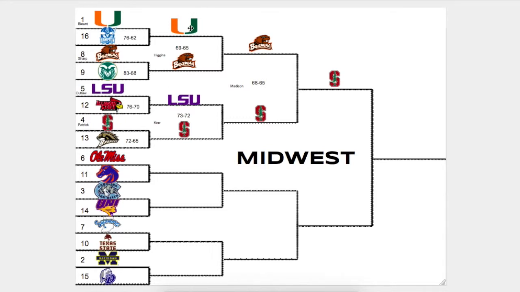Next up, in the second round, number 1 Miami falls to number 8 Oregon State 69-65, and number 5 LSU falls to number 4 Stanford 73-72. And then in a Sweet 16 game, the number 4 Stanford beats number 8 Oregon State. The underdogs didn't make it this year. Stanford, 4 seed, gets to the Elite 8, 68-65.